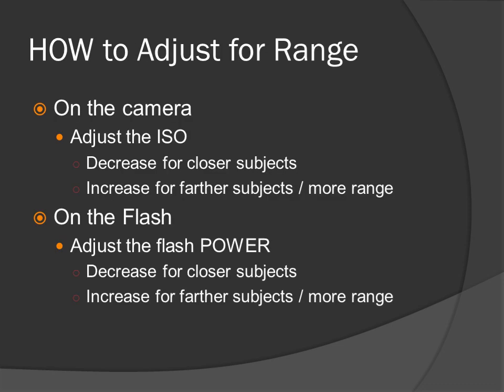How to adjust for range. On the camera, you adjust the ISO level. You decrease the ISO for closer subjects, making the camera less sensitive to light. You increase the ISO for farther subjects and more range. You are increasing the sensitivity to light. On the flash, you adjust the flash power. You decrease the power for closer subjects, or you increase the power for farther subjects and more range.